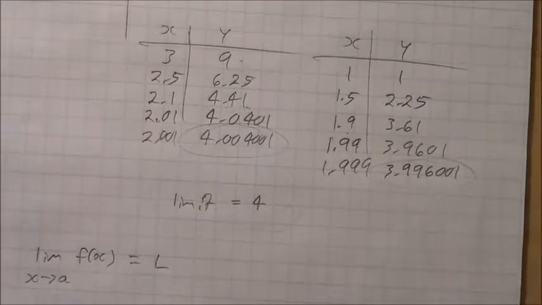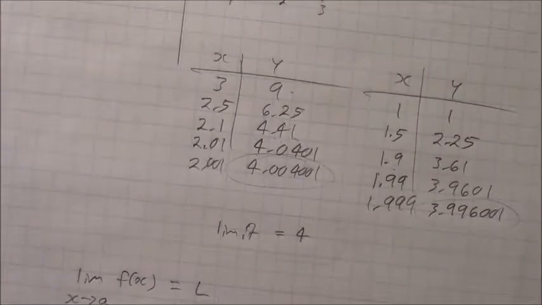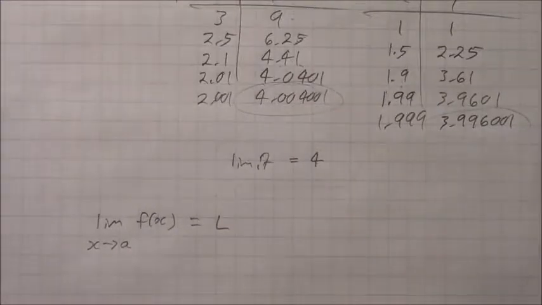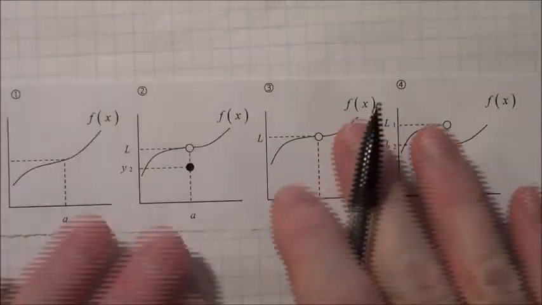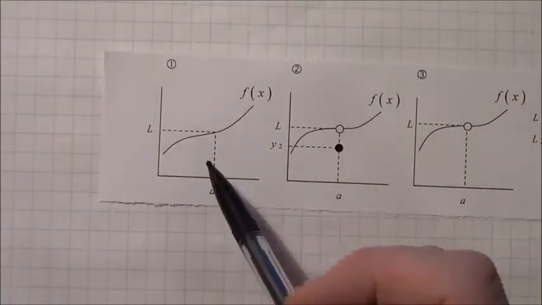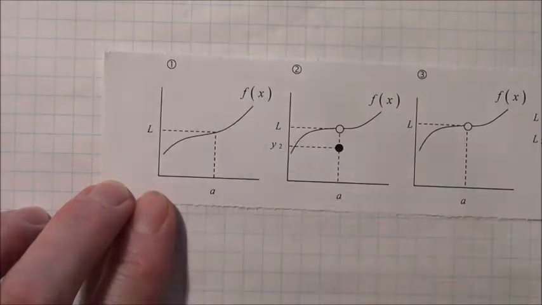Now I'm going to give you a couple of diagrams to look at, and what we're going to see eventually is that a function doesn't actually have to be defined at x equals a in order to have a limit. Okay, so I'll show you what I mean. So we take a look at this first graph here. So here's some function f of x.